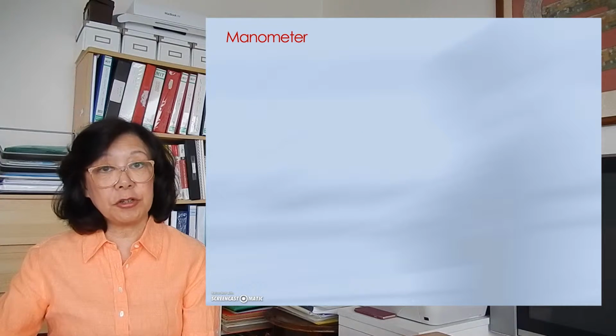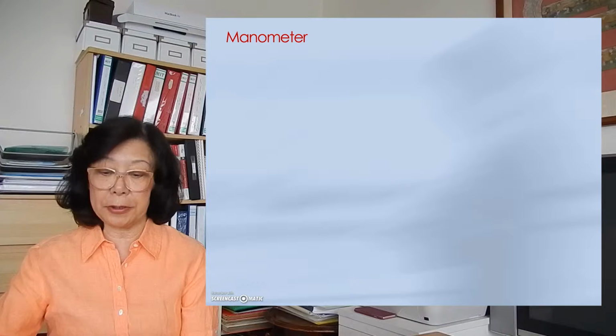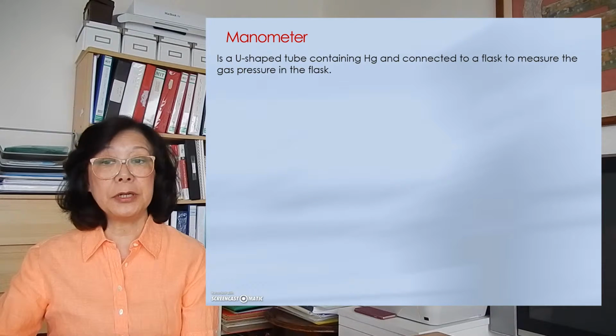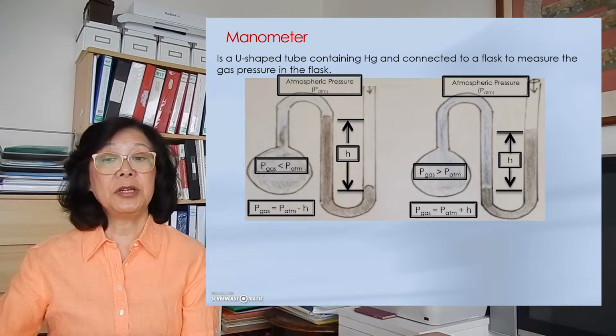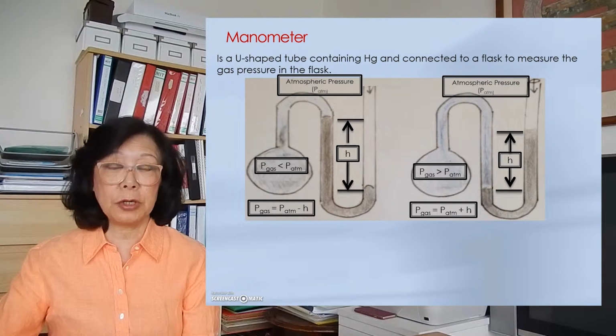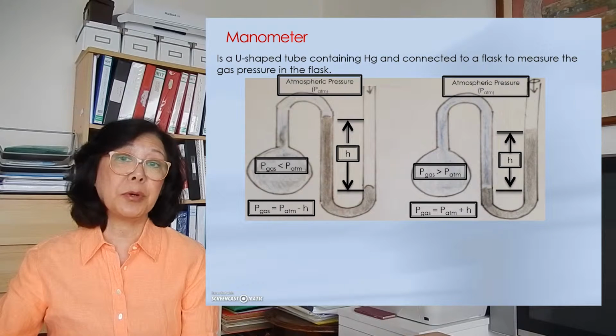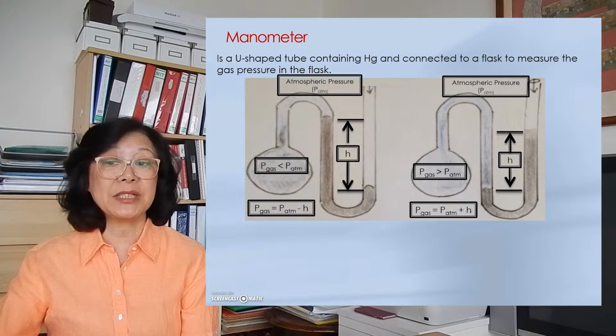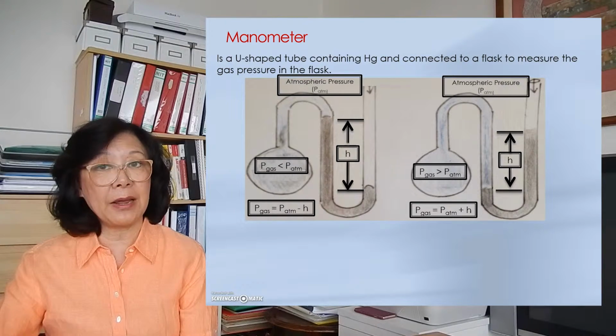To measure the pressure of a gas, we use a manometer. How do we do it? Here's a diagram. Here you have a container containing the gas molecules connected to a U-tube, and we put in some mercury inside the U-tube. On one side, it is open to atmospheric air.